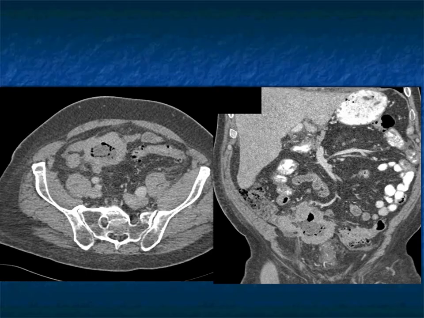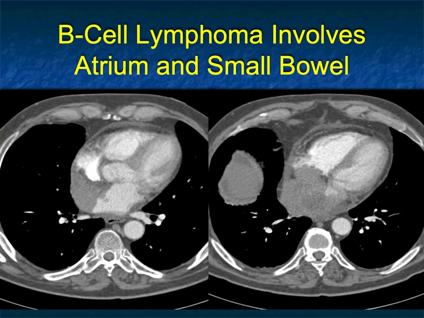So now I have a cardiac mass and I have a bowel mass. I'm going with the diagnosis of B-cell lymphoma, which this indeed was. But again, if I only showed you the cardiac, angiosarcomas love the right side of the heart, particularly the right atrium, and they could be really infiltrative.